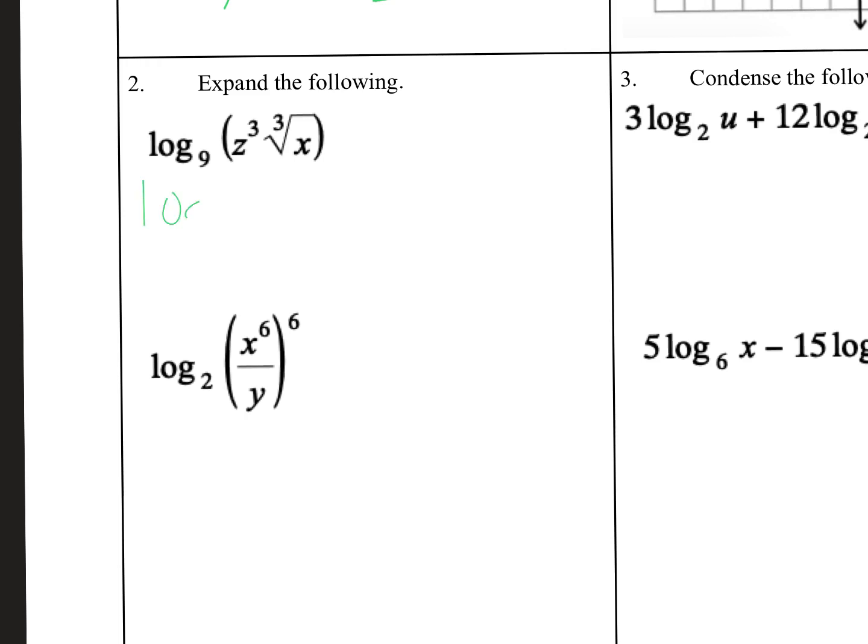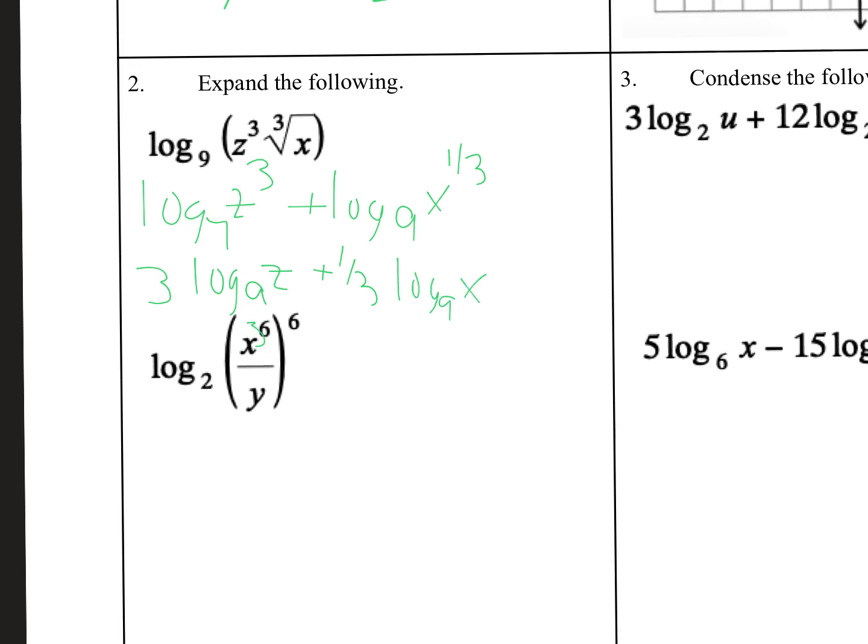Expand. So that's going to be the log of z cubed base 9. The log of the cube root. Nope. I'm going to write that as x to the 1/3 base 9. So that's 3 log z base 9 plus 1/3 log x base 9. I'm going to think that's 36 and 6. So that's going to be the log of x to the 36 base 2, log of y to the 6th base 2. So that's 36 log of x base 2, 6 log of y base 2.